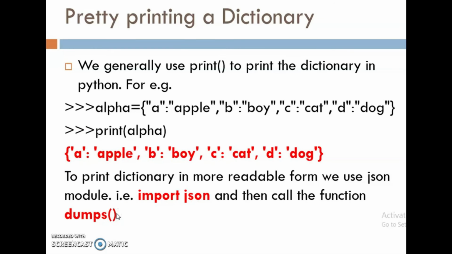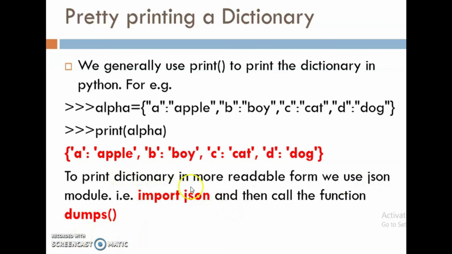The next one, pretty printing a dictionary. We generally use print to print the dictionary in Python. You can use this print function to print the dictionary in Python. Example, alpha = {A:apple, B:boy, C:cat, D:dog}. Print alpha. You can see all the values and keys together: A apple, B boy, C cat, D dog.